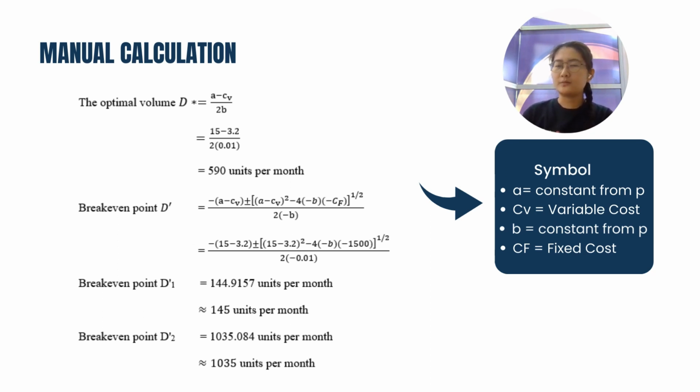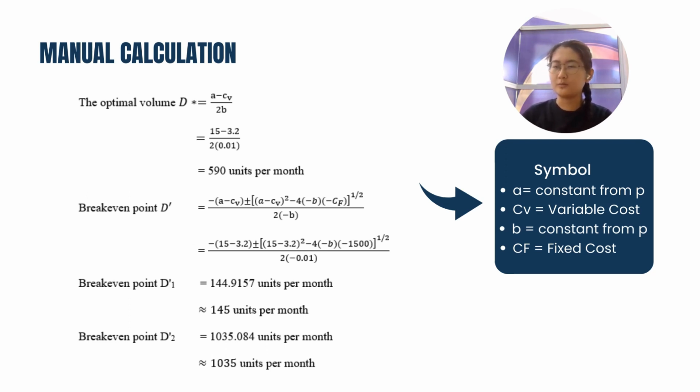The optimal volume D is actually the maximum profit we will get after selling a certain amount of units, while the break-even point D prime 1 is the point beyond which each additional unit sold contributes to profit. And for the break-even point D prime 2, beyond this point, each additional unit sold contributes to loss.